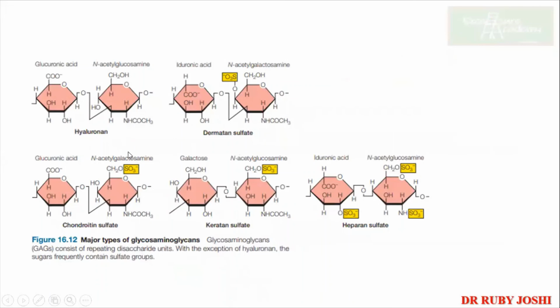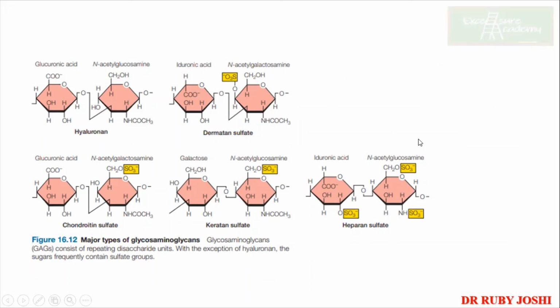See here. So we have got the other glycosaminoglycans which are present in your extracellular matrix. Okay, so disaccharide units. Hyaluronan has glucuronic acid and N-acetylglucosamine. Dermatan sulfate has iduronic acid and N-acetylgalactosamine. Chondroitin sulfate has glucuronic acid and N-acetylgalactosamine. It's just the combination of these four only. Then galactose and N-acetylglucosamine for keratan sulfate, and heparan sulfate has iduronic acid and N-acetylglucosamine.